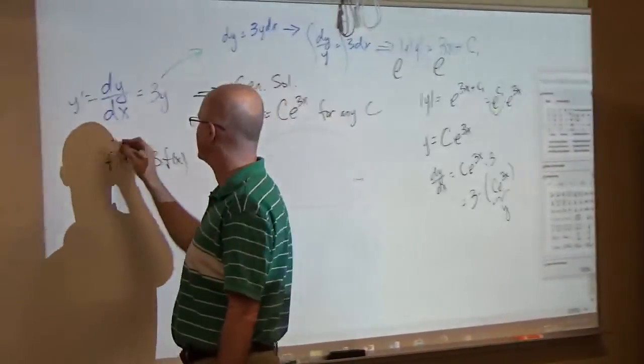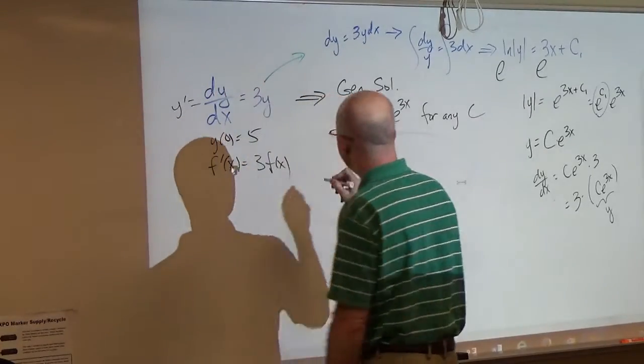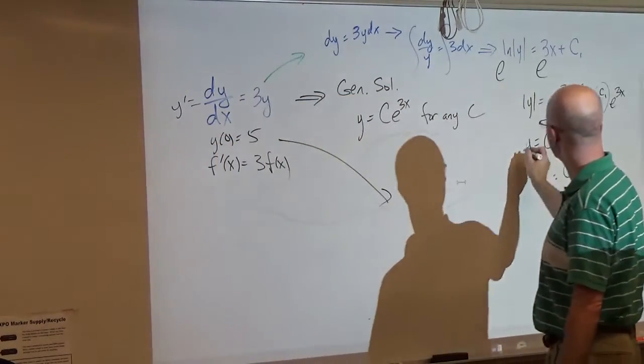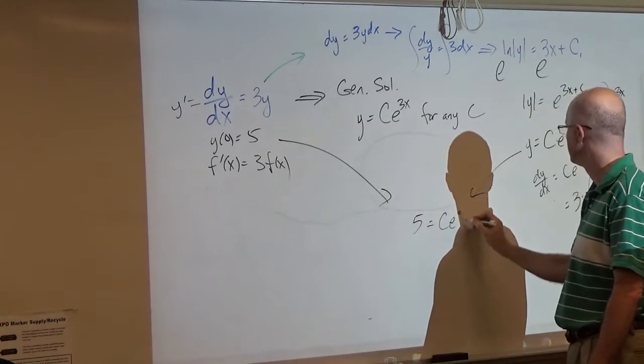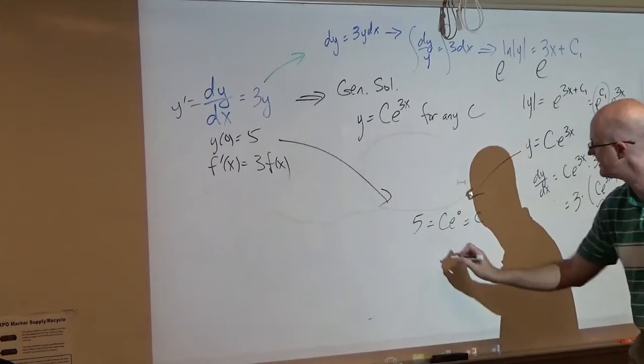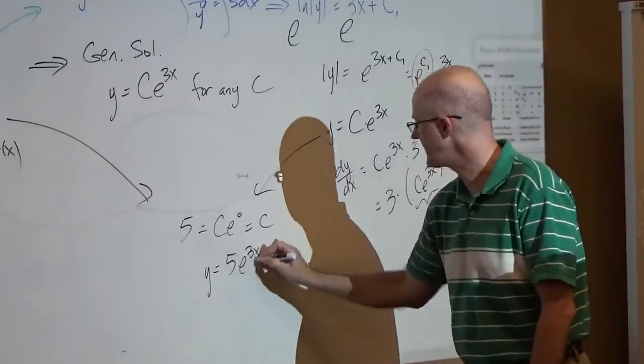If I add an initial condition, y of 0 equals 5, for example, then I can take my general solution, solve for c. In this case, c is 5. So the unique solution would be y equals 5 e to the 3x.